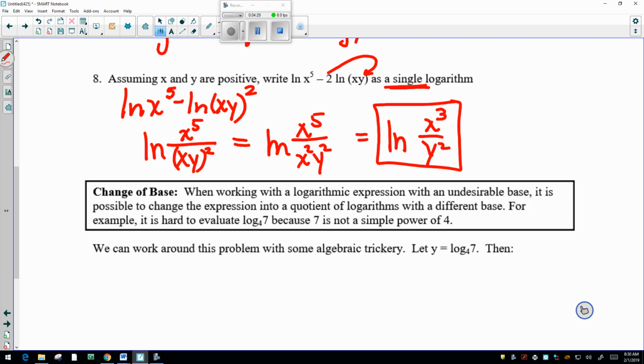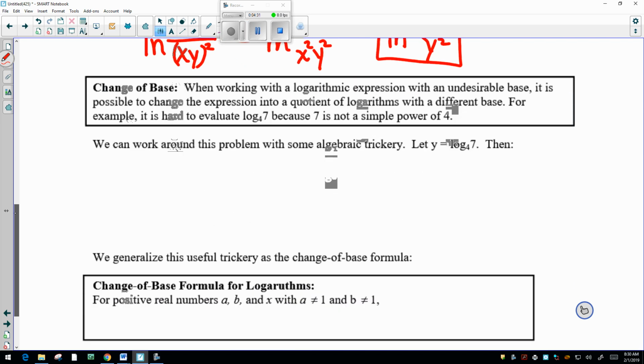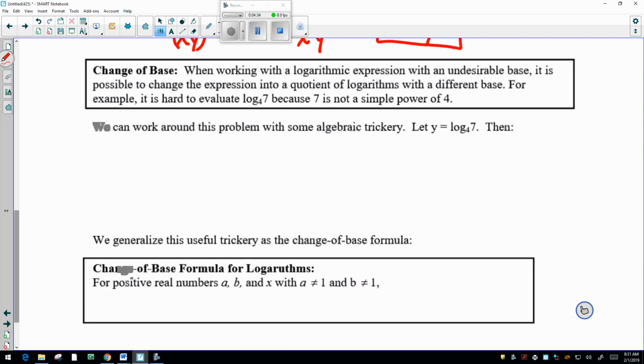Okay. Different type of change of base. Sometimes when you have a change of base, it's maybe not changing the form, but it could be changing it from perhaps log to a ln natural log, okay? And looking at this, it says when working with a log expression, it's with an undesirable base. So this is what we're talking about, is like that change of base. All right, it's possible to change the expression into a quotient of logs with different bases. So if I want a different base, maybe I'm going from a log base 4 to a log base 10, or log base 4 to a natural log. This is what we're going to do, okay?